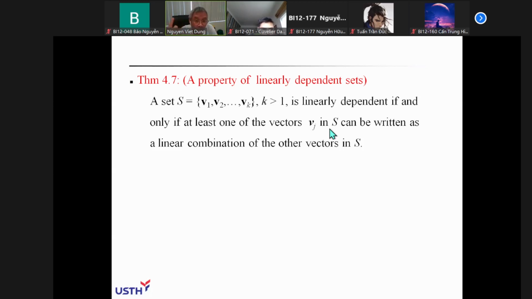Now I give you a property of linearly dependent sets, and that will give you an answer for the question I asked you before, that is, when a set consisting of two vectors will be linearly independent. Now we consider the set of k vectors v1, v2, ..., vk, and here we require that we have more than one vector. The set must have more than one vector, and that theorem or observation claims that the set S is linearly dependent if and only if at least one vector inside S, say vj, can be written as a linear combination of the other vectors inside S.